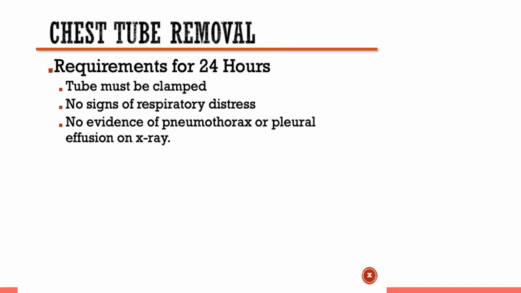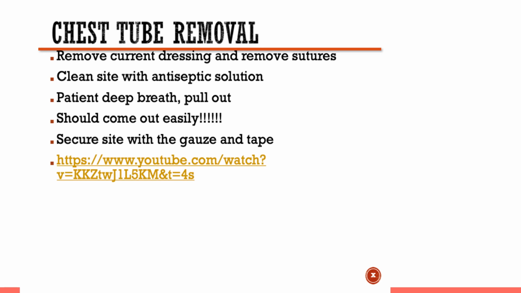Part of the removal is that eventually they turn off the suction, keep it to water seal, and eventually they clamp it. If there's no signs of distress, they definitely want to do a chest x-ray to make sure that the lung is re-expanded, and then hopefully it will be set to be removed. So they remove the dressings, remove the sutures, clean everything up, have the patient take a deep breath, and then they pull it out. It should come out pretty easily.